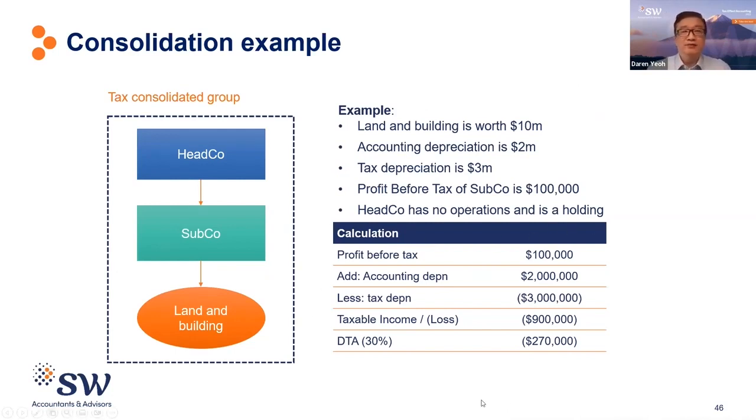So what you need to do is firstly calculate your statement of taxable income. You start with a profit of 100,000, accounting depreciation of 2 million, and tax depreciation of 3 million. So tax is more than accounting, and therefore there will be a DTL on this entry. We have a taxable loss of 900,000. Let's say the subsidiary assesses that it can recognize the losses and records a DTA of 270,000.